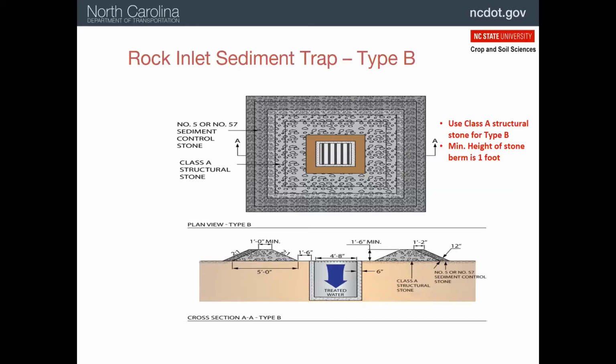Type B is same thing, smaller, so you can see 5 foot, and we've got the smaller stone as well. Just a side note, the aerial view shows the grate in the storm drain, and this view shows no grate. And personally, I would like to see that grate in there 100% of the time, because it's a safety issue to have that open gaping hole there.